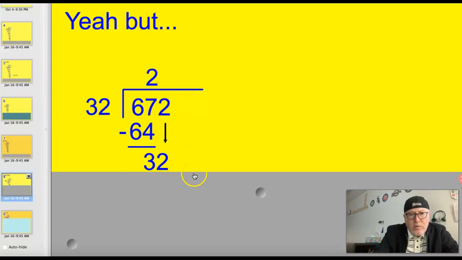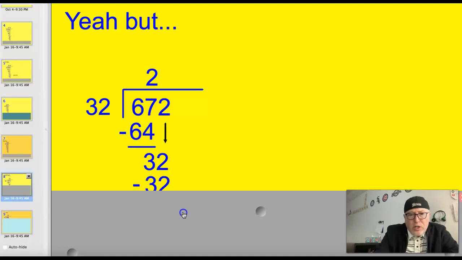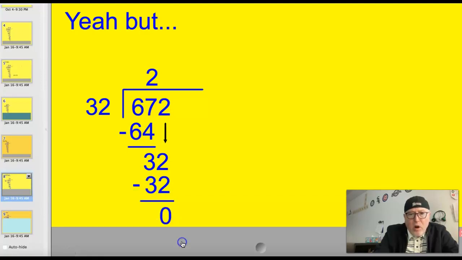Sorry, I forgot to hit the 2 there. Does 32 fit into 32? Yes, it does fit in there one time. 1 times 32 is 32, and we subtract it out, we have 0. The "yeah but" here is you have to become comfortable with the fact that the divisor does not always fit into this first number. And so sometimes you're going to have to put a 0 placeholder over there. I don't do that. I just move to the next number.